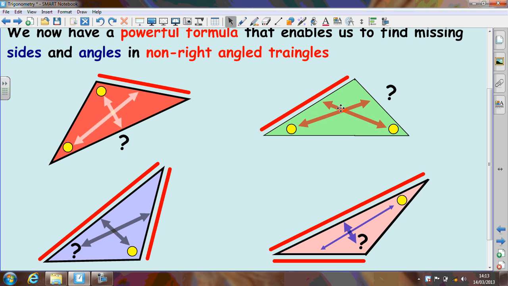The second situation is very similar. We have a side here and diagonally opposite we have an angle, and we have an angle here and diagonally opposite we're trying to find out a side. So again a kind of cross shape here going on. One unknown, three known things.